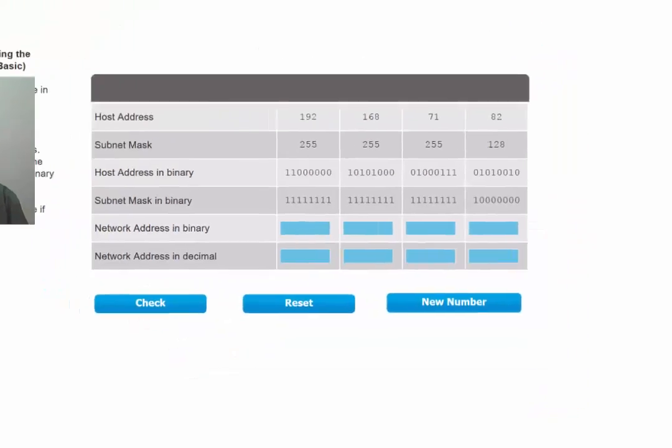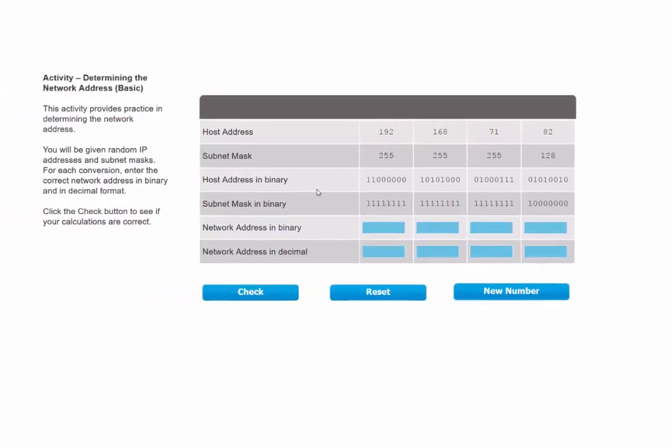Let's go through some activities. So this example here shows us how to determine the network address, and in that case we need to write the network address in binary. And this is a very easy example, because we can see the subnet mask, and the subnet mask here has only one bit borrowed from the last byte.